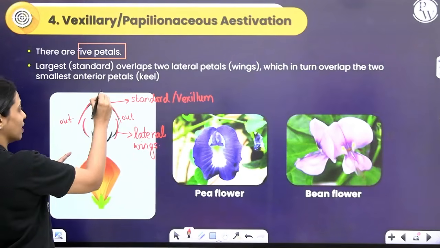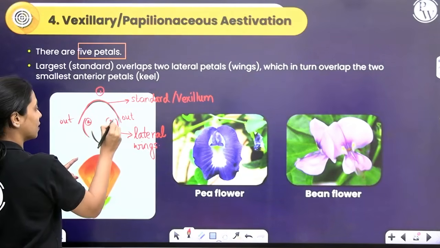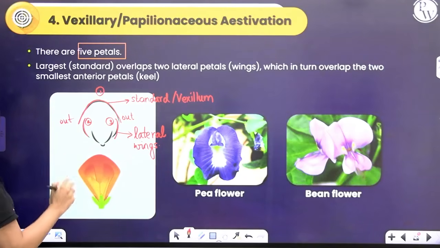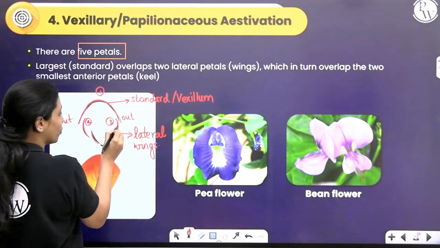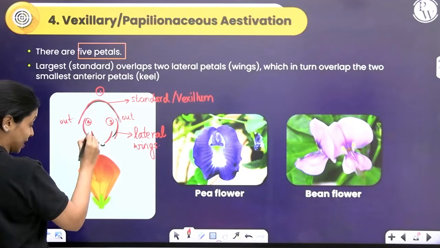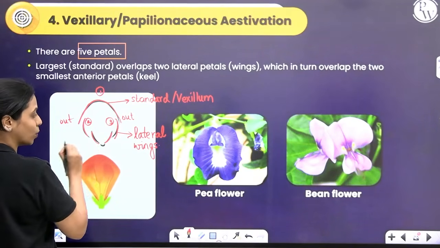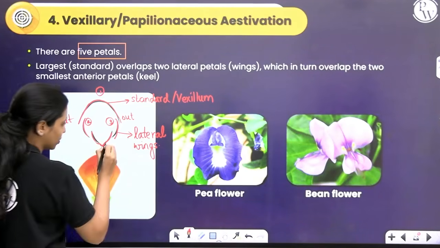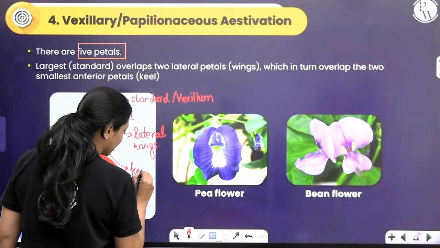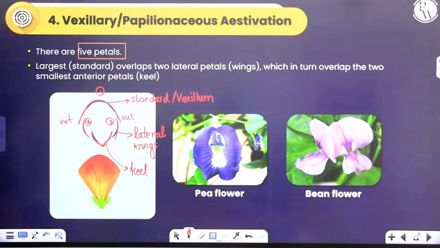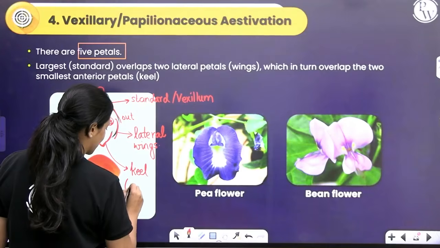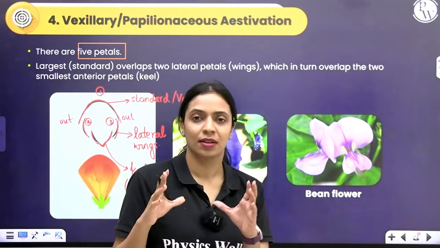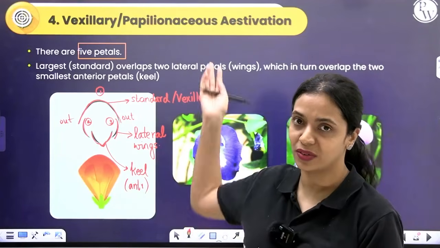Okay, so this is 1, you have 2 and 3 here. You have 2 more that are even smaller than the wings. These smaller petals are overlapped by the wings and they are fused. The fusion is represented like this. Now these are called the keel petals. They are fused, and these keel petals are present at the anterior side. Remember that. One large petal, standard or vexillum, because it's called vexillum, this is called vexillary aestivation.